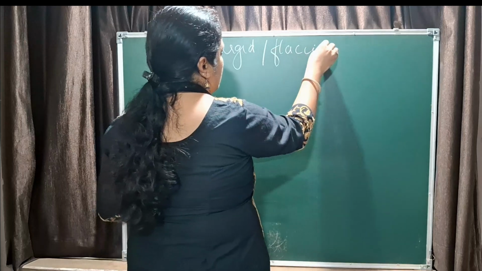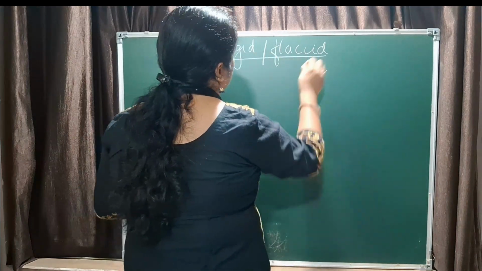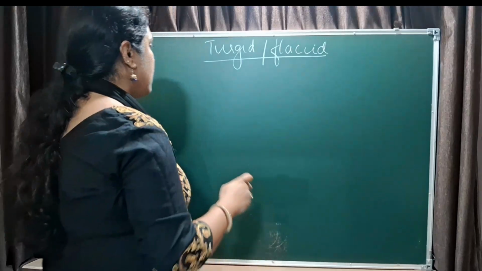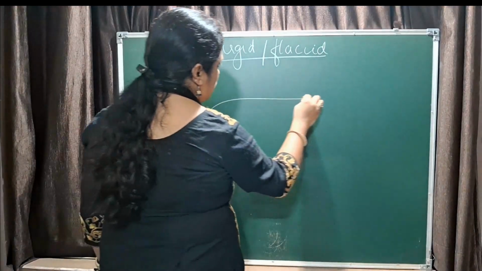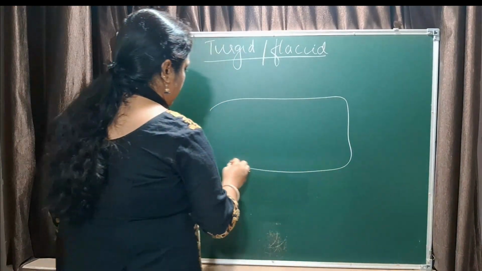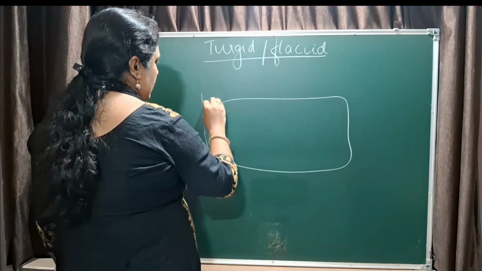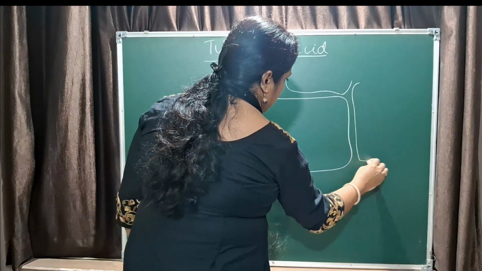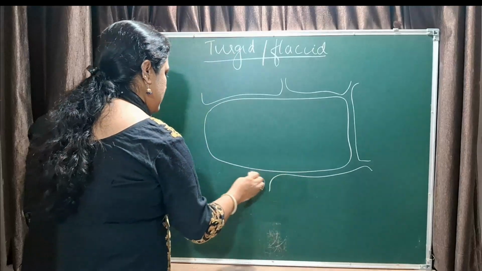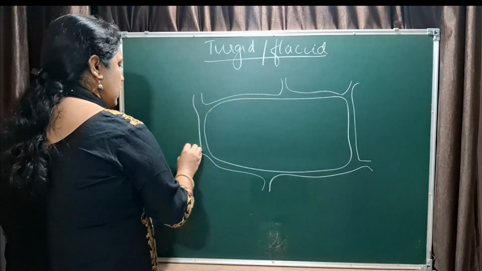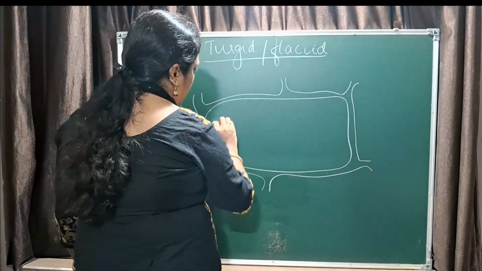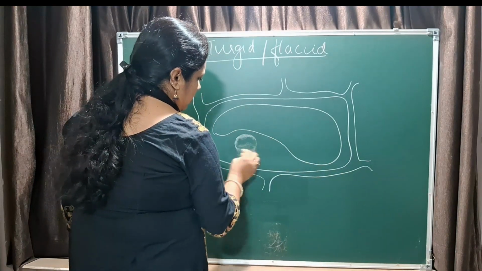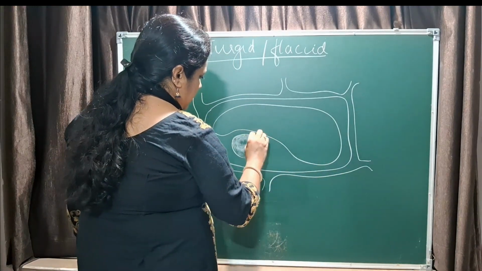Flaccid is when the plant droops down, and turgid is when the plant is mechanically stiff. Yes. So now for that I need to draw a cell. This is the plant cell and this is the cell wall. Now what happens, there is a large vacuole and there is a nucleus, correct? This is a plant cell.